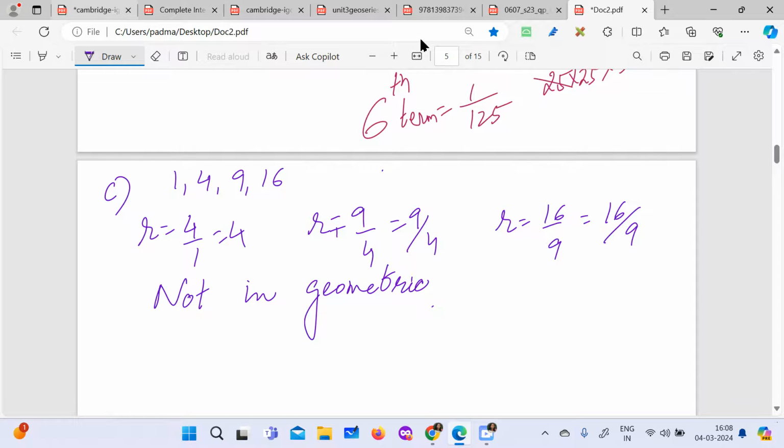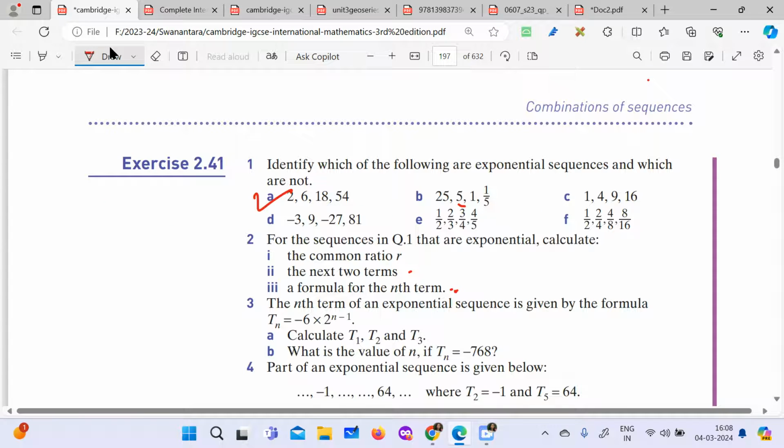Now let's pick one more question. Rest of these you can try by yourself. Now this question says find the common ratio of whatever is given in question one. So we have done this. Next two terms you can figure it out.